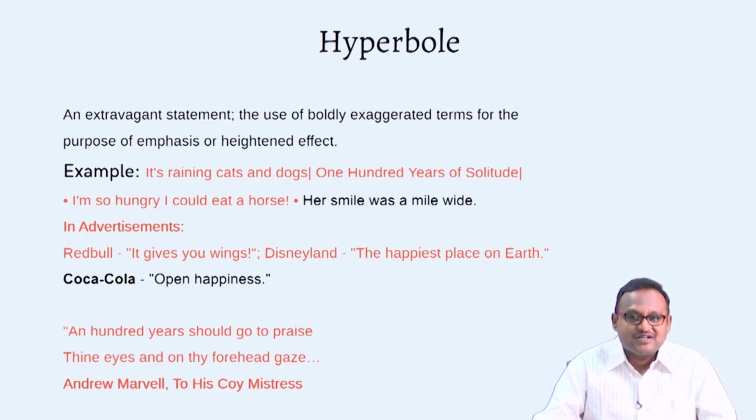So, I have a very interesting poetic use. These are not exhaustive, these are just illustrative. We must always keep this point in mind whenever we are listening to these lectures. An 100 years should go to praise thine eyes and on thy forehead gaze. So, he says to his beloved, and the poetic persona to his coy mistress, the poet says, when referring to his beloved, he says, probably I might need 100 years in order to praise you. I might need 100 years to praise you. Probably the highest compliment you could give to your beloved, right?